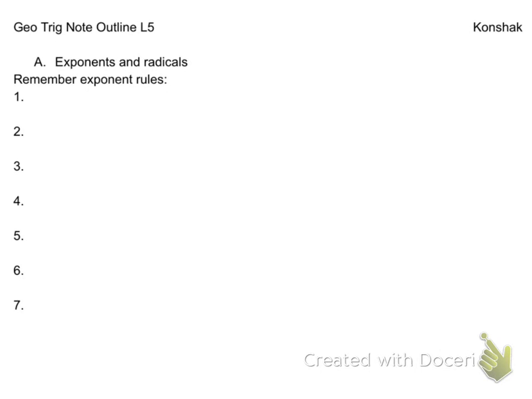Okay, this is outline lesson 5. And we're going to talk about the exponent rules first because I do believe that they're very important. They come up a lot in lesson 5 to get through our problems. So we're going to talk about exponent rules, we're going to talk about radicals a little bit, and possibly do about one example, and that's all we're going to have time for.